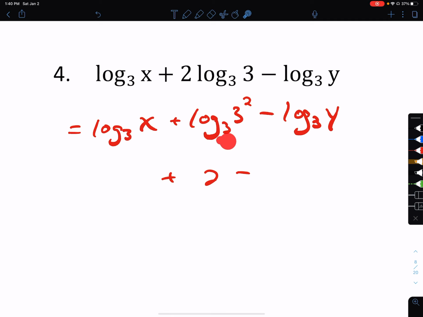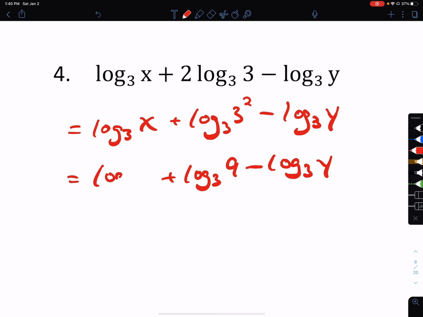If you have a base of 3 and the argument has the same base, this whole thing just becomes the exponent of 2. But I'm not going to do that because the direction said write it as a single logarithm. So 3 squared is 9, so I could write this as log base 3 of 9 minus log base 3 of y, and at the beginning I still have my log base 3 of x. I can write this as 1 log of base 3.